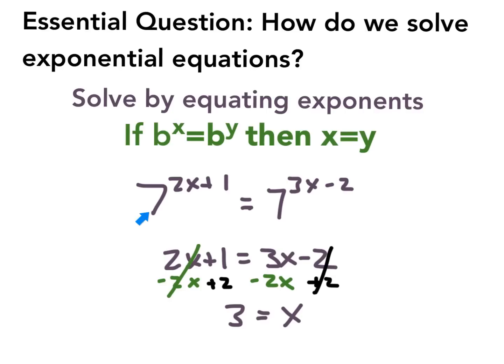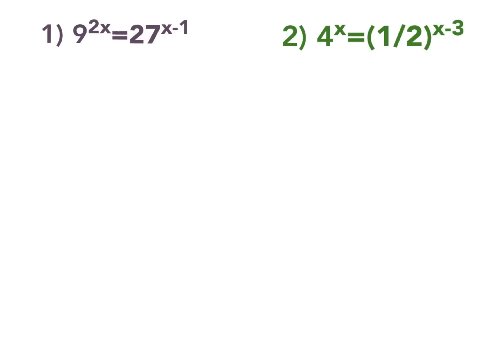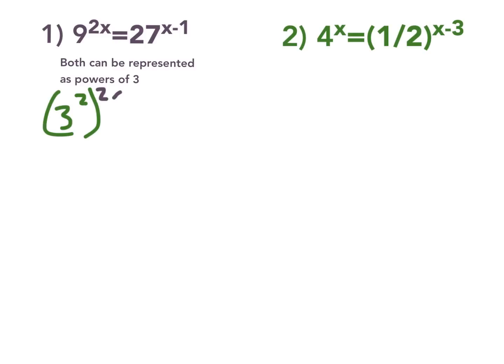But the question is, what if the bases weren't the same? Well, in that case we'll have to make them the same. So let's try that. Here we have 9 to the 2x equals 27 to the x minus 1. And we have to think in terms of powers. Like 9 to some power does not equal 27, right? But these both could be represented as powers of 3. So I'm going to replace this 9 with 3 squared, and it's still being raised to the 2x, equals 27 is 3 cubed to the x minus 1.